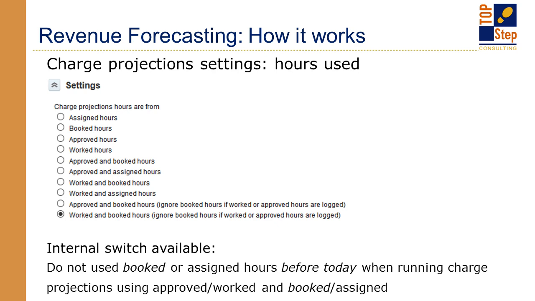But again, you just wouldn't want to use the internal switch to use booked or assigned hours before today when you're using charge projections that also consider approved and worked or booked and assigned. It'll muddy up the numbers there because of that line in the sand. Again, if you're looking at approved hours in the past, and ideally what you want to look at is approved hours in the past and booked hours, for example, in the future.